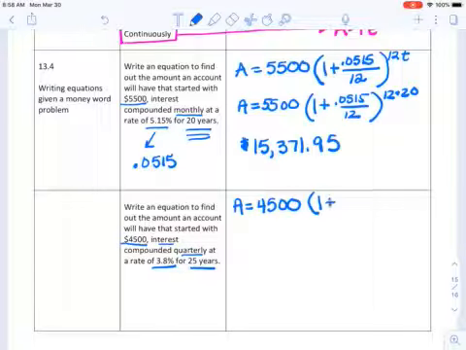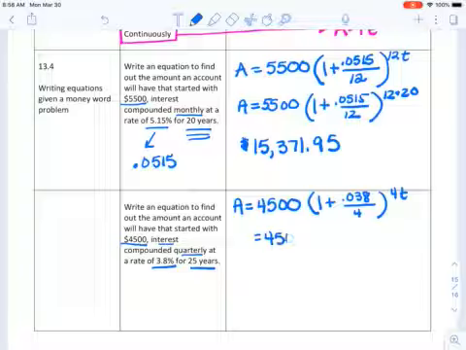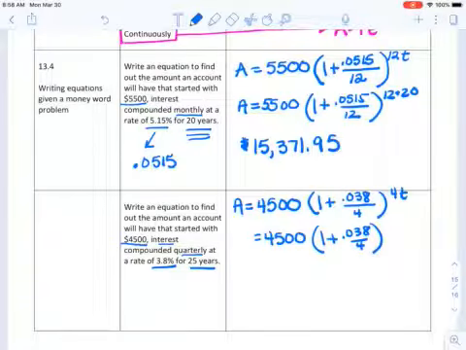1 plus, what am I going to put in as my interest rate? Yep, 0.038. How many times per year is this going to be compounded? Quarterly means my number will be 4. And then it's to the 4t power. So again, this is going to be 4 times 25.